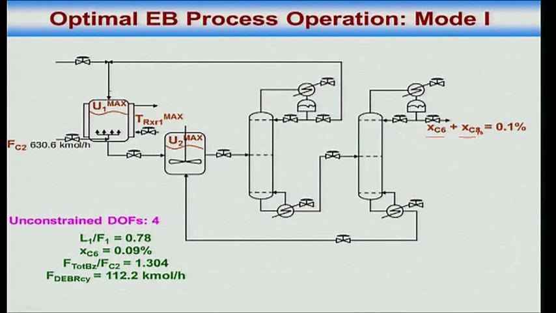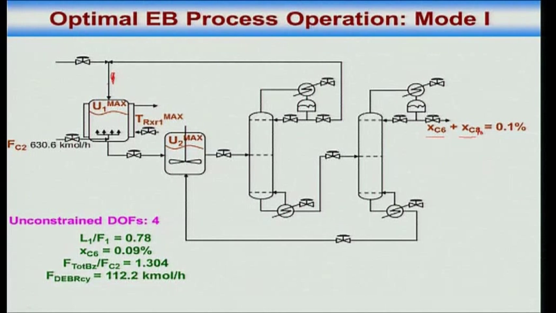Okay. And of course your excess ratio, so 2 degrees of freedom we talked about unconstrained, L1 by F1, and the impurity benzene in the product. The other 2 I have just chosen as total benzene to the reactor divided by fresh ethylene to the reactor, and that turns out to be 1.3. So there is a 30% excess of benzene going to the reactor. This is total benzene going to the reactor. So this is about 1.3.